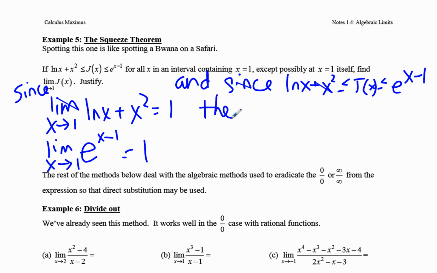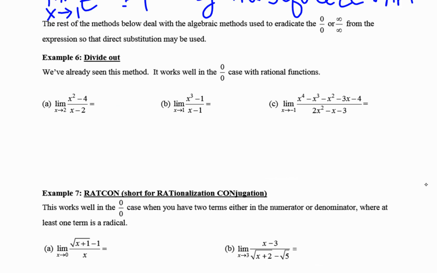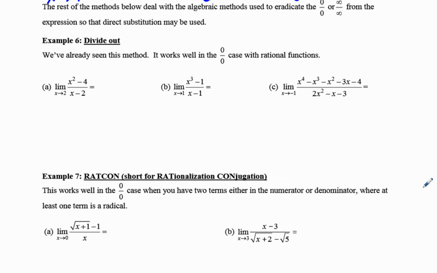Then the limit as x approaches 1 of j of x equals 1 by the squeeze theorem, or the sandwich theorem if you want to call it that. Usually makes me hungry though, so I stick to squeeze. All right, now if we get 0 over 0 or infinity over infinity, we have to use some other things.